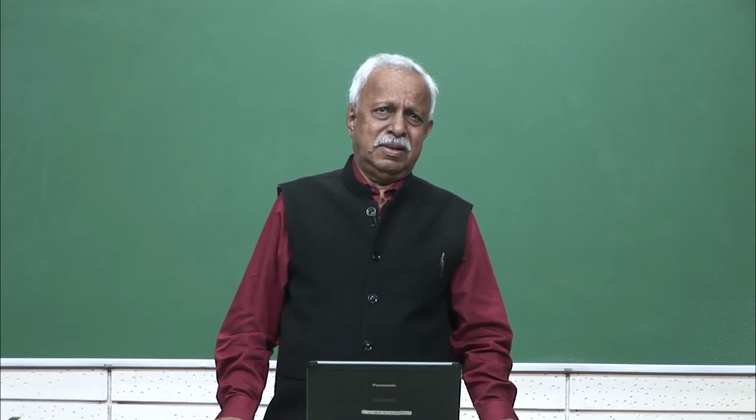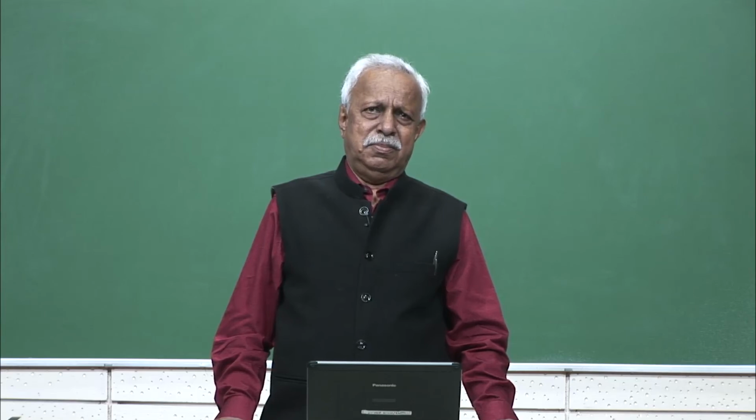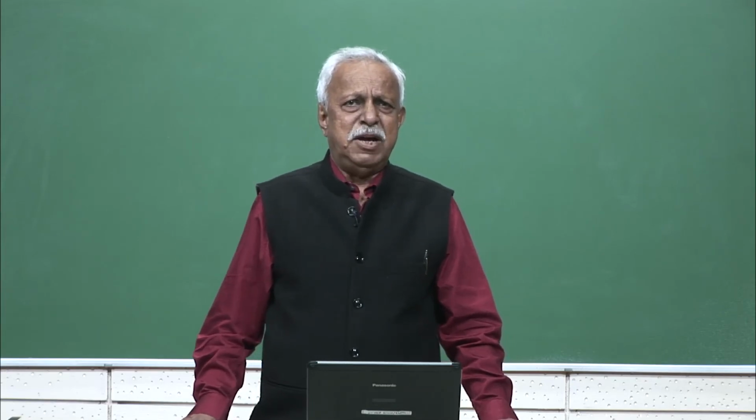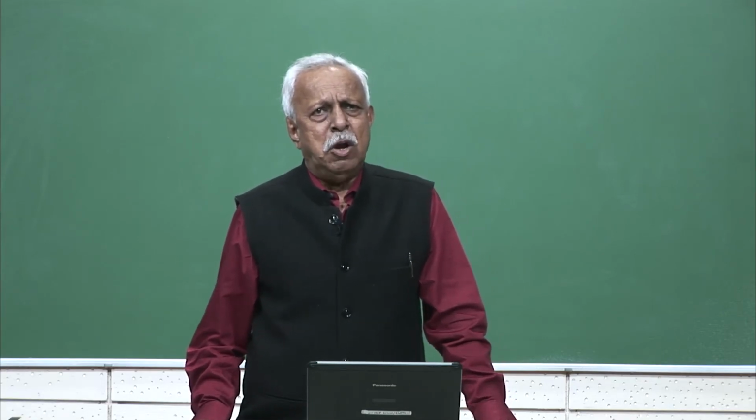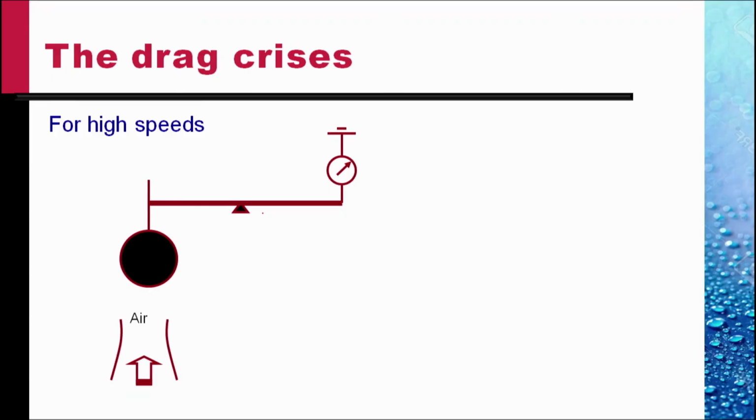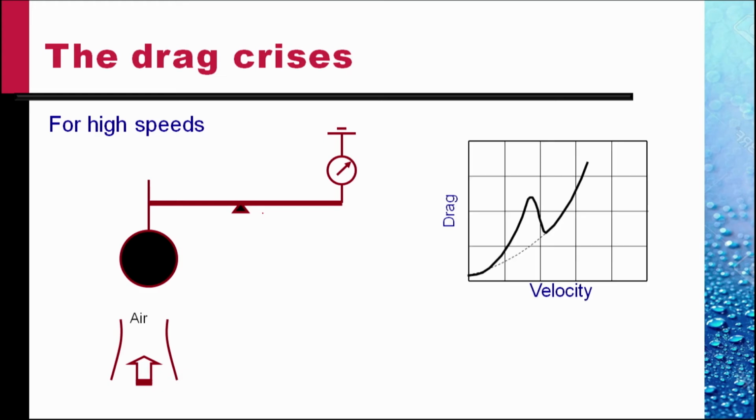He has a large sphere which is played on by a stream of air from a nozzle below it. The drag experienced by the body is measured by this spring balance. As the air velocity increases, the drag changes. And we see an interesting change in the drag with velocity. Though shown as 0 in this graph, the velocity is not 0. We start with a fairly large velocity.